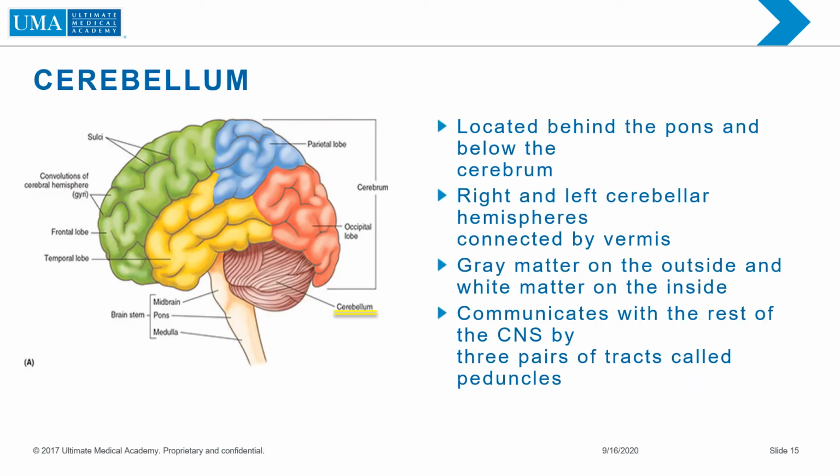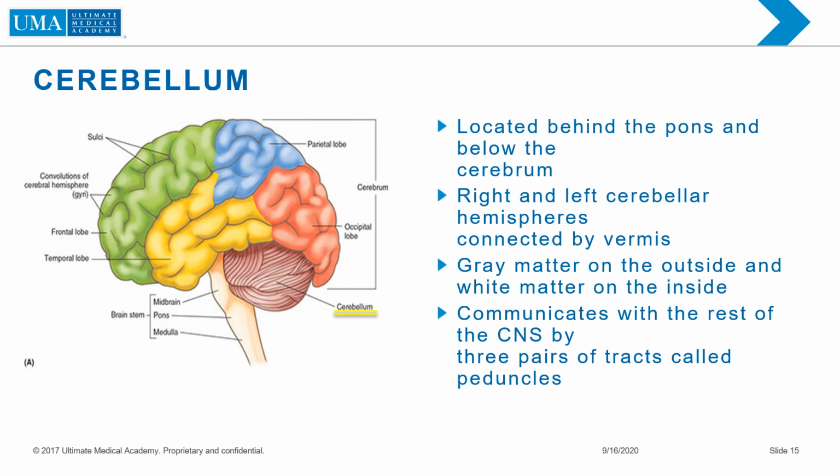Here, we're going to look a little bit more into the cerebellum. The cerebellum is located behind the pons and below the cerebrum. It consists of two hemispheres, or wings, the right cerebellar hemisphere and the left cerebellar hemisphere. These two hemispheres are connected to a central portion called the vermis. The cerebellum consists of gray matter on the outside and white matter on the inside. The white matter is marked with a tree-like pattern called arbor vitae, meaning tree of life.